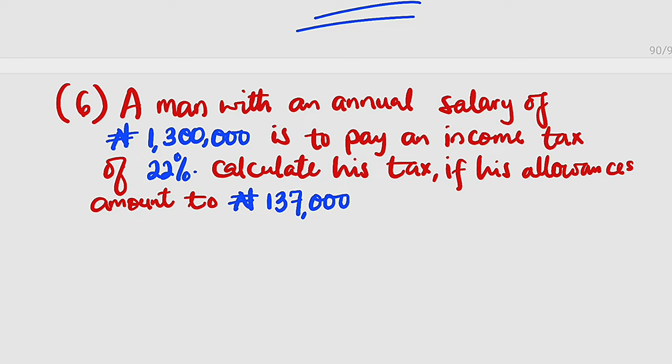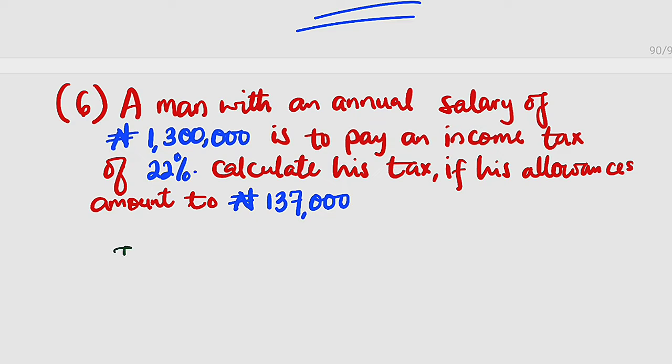And here is question number 6, which reads, a man with an annual salary of 1,300,000 naira is to pay an income tax of 22%. Calculate his tax if his allowance amounts to 137,000 naira. Remember that allowances are not taxable, so we have to subtract them from the annual salary.